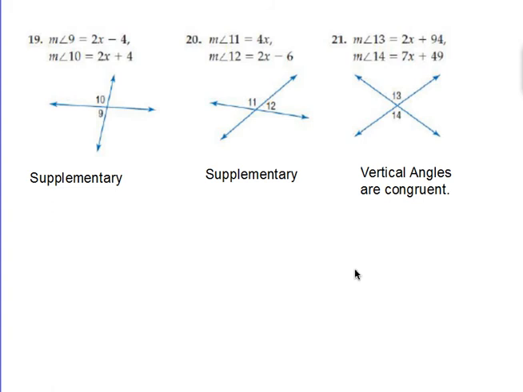Let's do vertical and supplementary angles with algebra. You guys can pretty much do it with just the numbers, but when you have expressions, for whatever reason you think it's different, but you still treat it the same way.